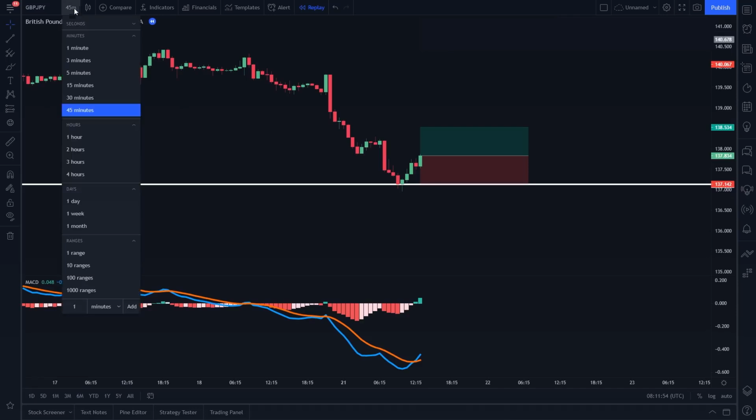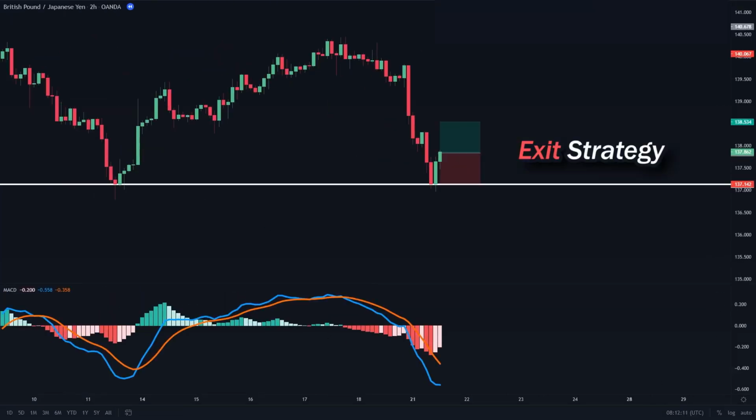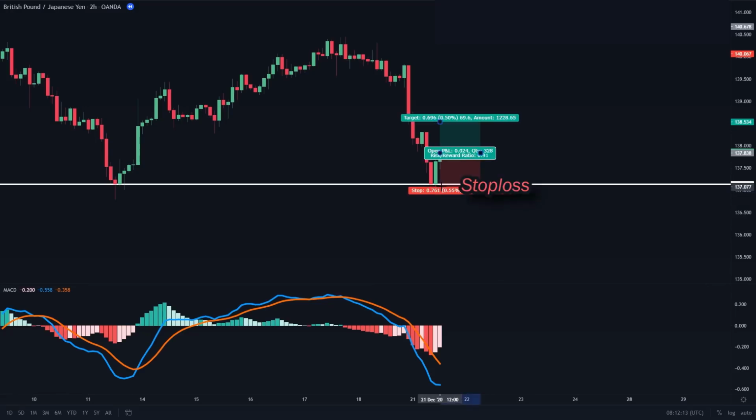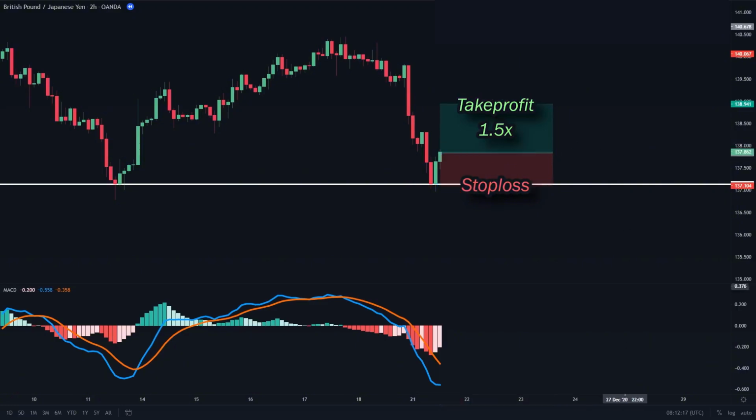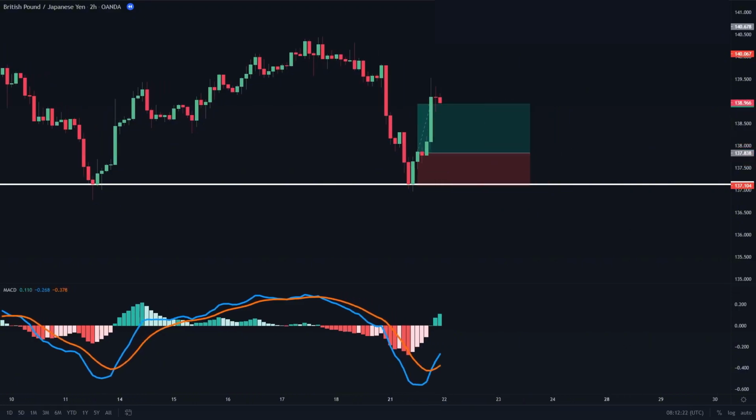Now let's go back to the 2-hour time frame and apply our exit strategy. So for our stop loss, you can place it at the key level and set your profit target at 1.5 times your stop loss. And as you can see, this trade ended up being profitable.